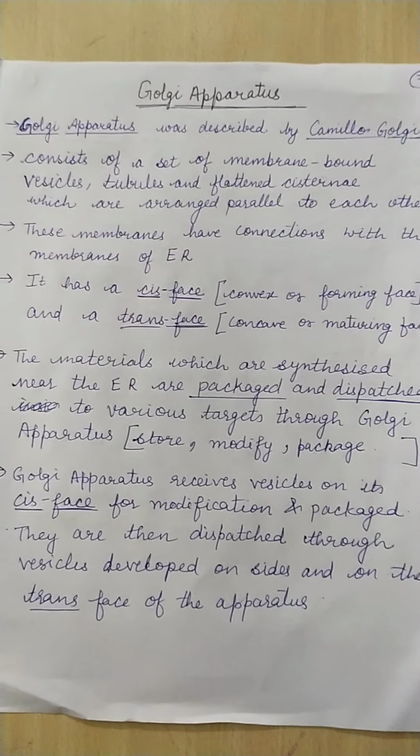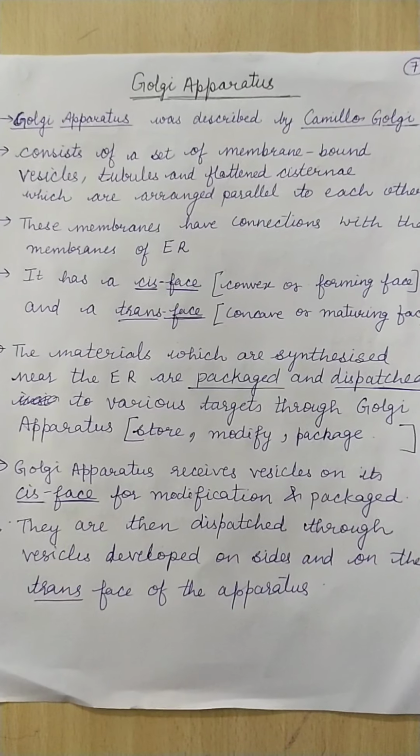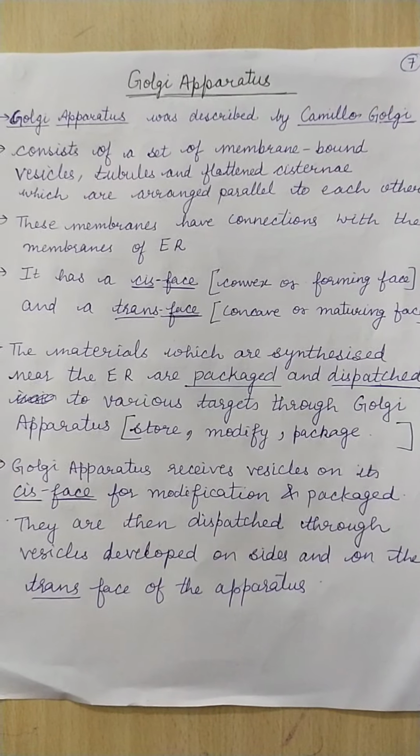Good morning, class 9. I hope you have gone through the previous videos and you are clear about the structure of mitochondria, structure of ribosomes, and the structure of endoplasmic reticulum. Now, the other organelle which we are going to start today is the Golgi apparatus.